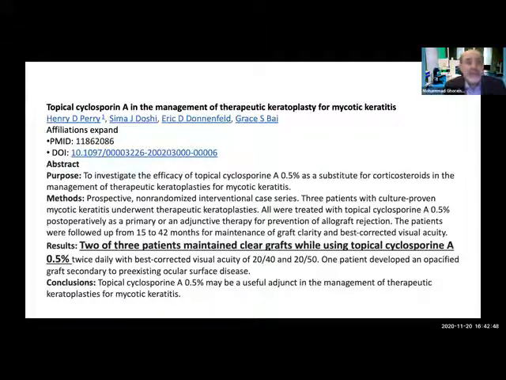Okay, thank you. There are some reports about the antifungal effect of cyclosporine. Of course, it has some antifungal effect, but it cannot be used as an antifungal in microbial keratitis. But there is some support for the antifungal effect of cyclosporine.